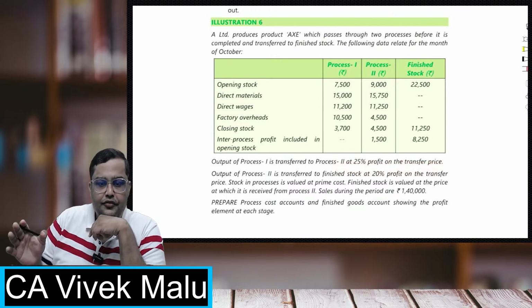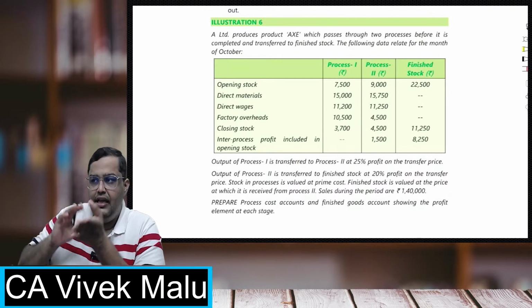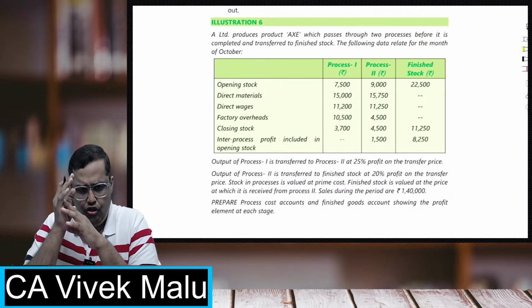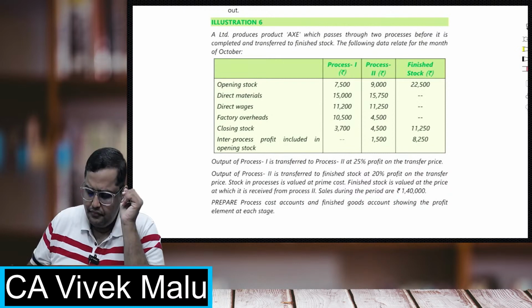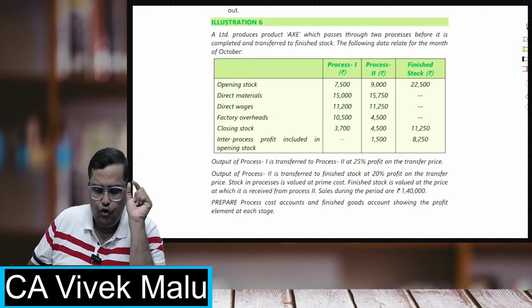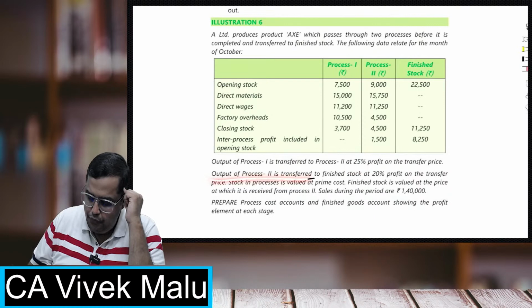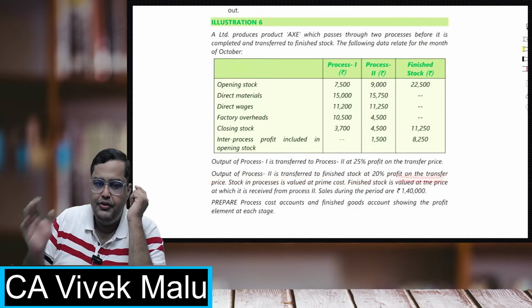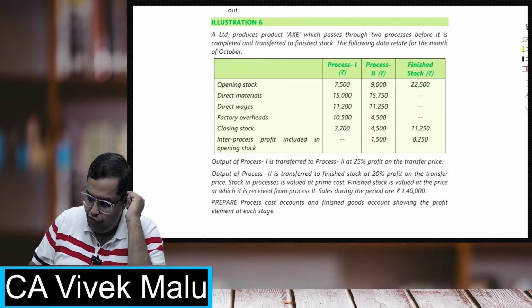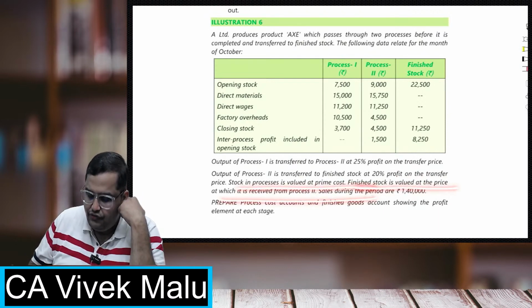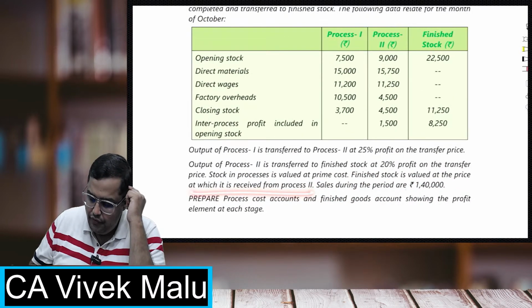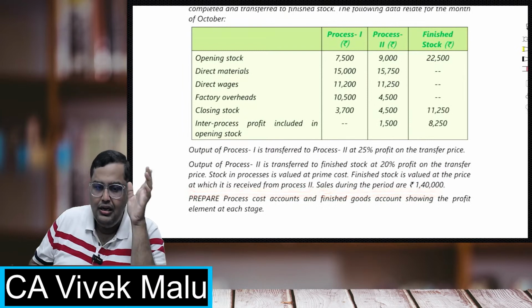So 25% of transfer price, that is 1/4 of the selling price, is actually 1/3 of the cost price. So 33.33% of the cost price. Remember that. Output of process 2 is transferred to finished stock at 20% profit on the transfer price. So 20% of the sale price is 25% of the cost price. Stock is valued at the prime cost. Finished stock is valued at the price at which it is received from process 2. Sales during the period are also given.